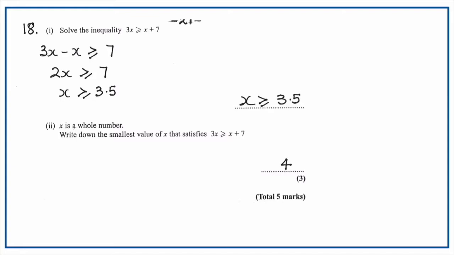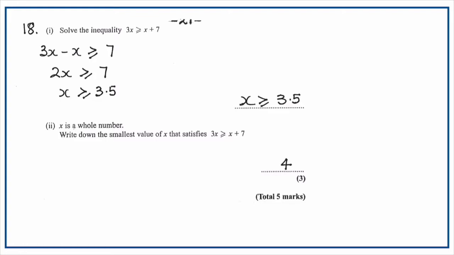18 part 2, x is a whole number. Write down the smallest value of x that satisfies 3x greater or equal to x plus 7. Well, we've solved that x is greater or equal to 3.5. So the smallest whole number greater than 3.5 will be 4. So the answer is 4.